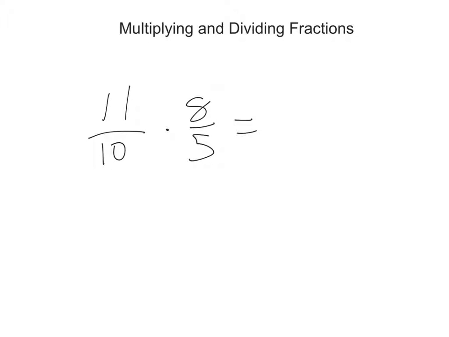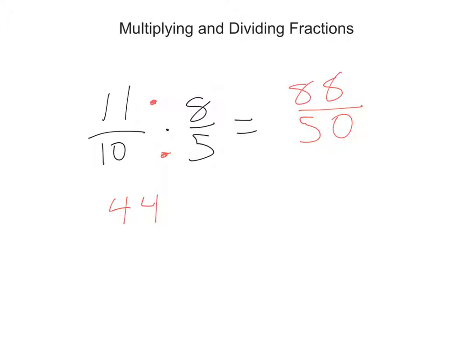And remember, with multiplication in fractions, all we have to do is multiply across the top and multiply across the bottom. So 11 times 8 is 88. And 10 times 5 is 50. And then we can check quickly if there's any simplification, and we recognize that there is, right? Because 88 and 50 are both even, which means they both have to share a factor of 2. So let's go ahead and just divide by 2 and see what happens.